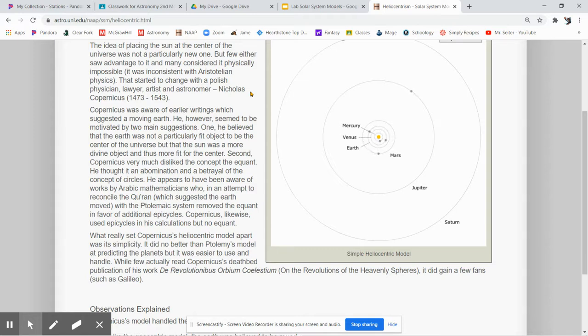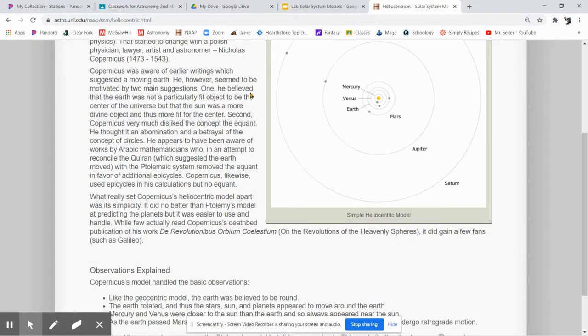He appears to have been aware of works by Arabic mathematicians who, in an attempt to reconcile with the Quran, which suggests the Earth moved, with a Ptolemaic system, removed the equant in favor of additional epicycles. Copernicus likewise used epicycles in his calculations, but no equant. What really set Copernicus' heliocentric model apart was its simplicity. It did no better than Ptolemy's model at predicting the planets, but it was easier to use and handle.